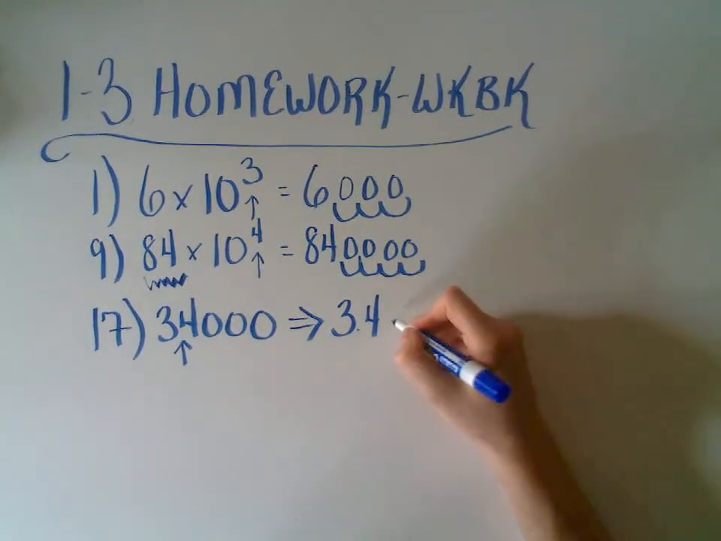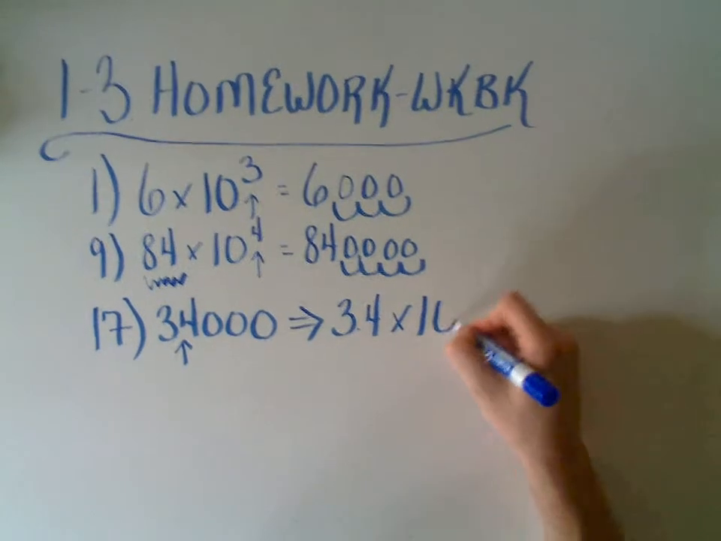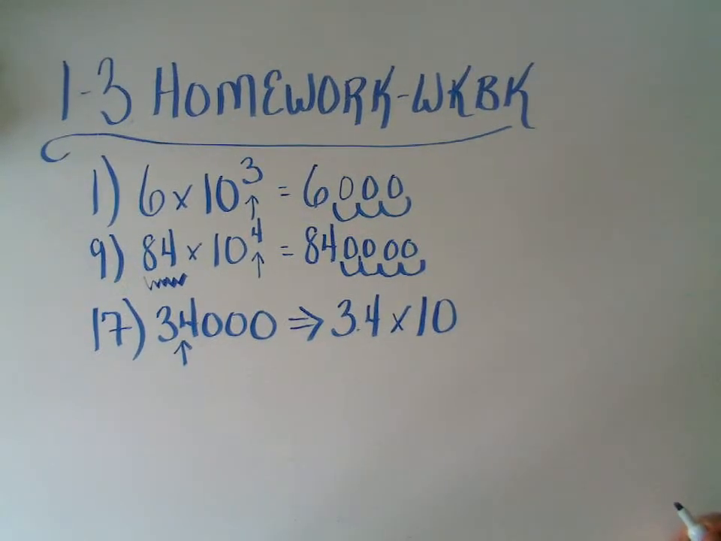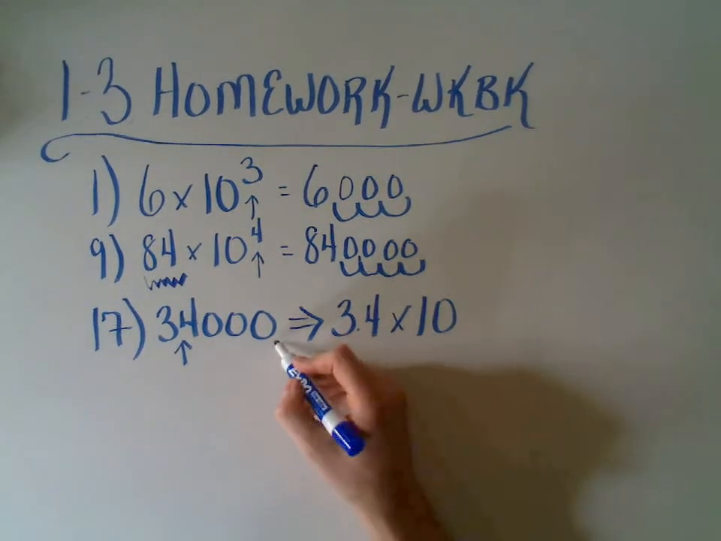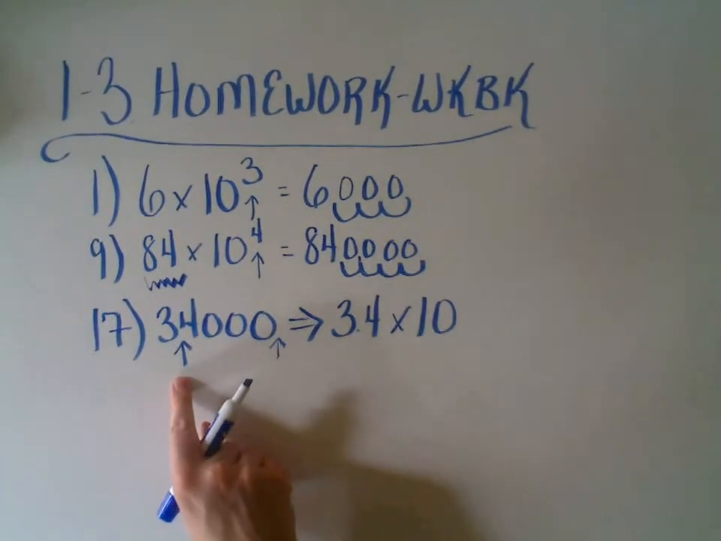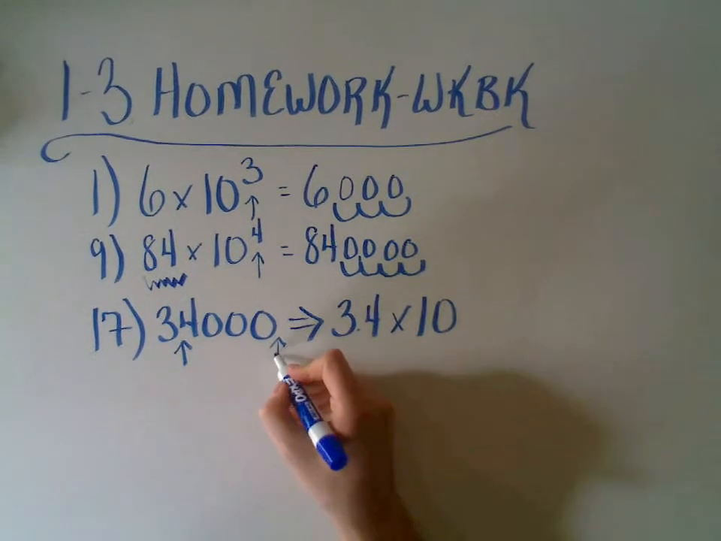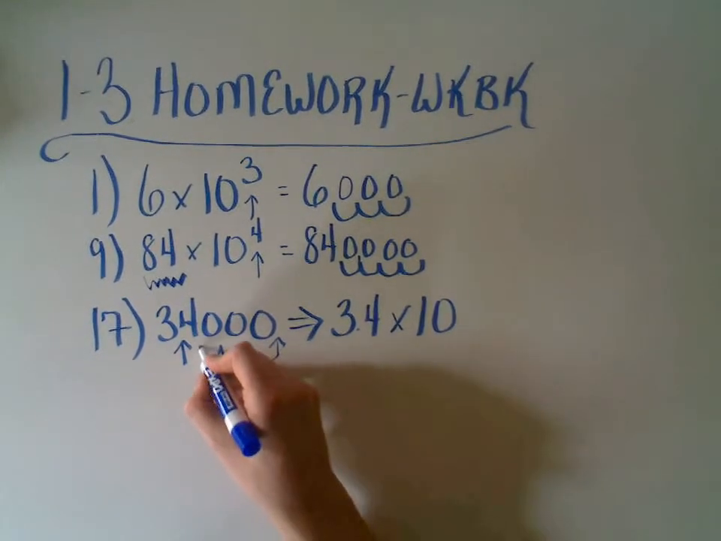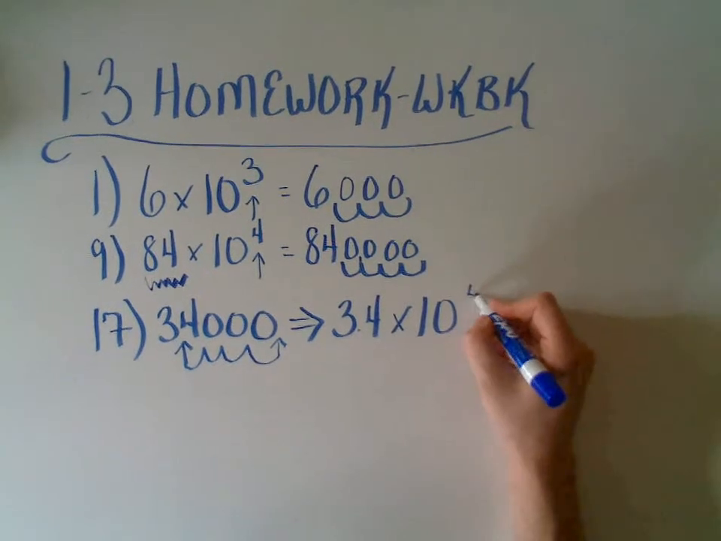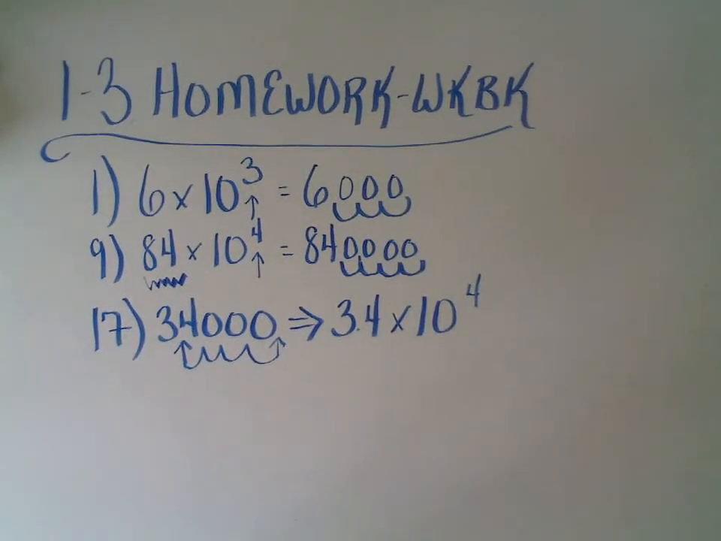All right, so next thing would always be a times 10. It's times 10 because we have a base 10 numbering system. And then all I have to do is figure out the exponent. The exponent is the number of times I move the decimal. Well, it was here, and as you saw in the beginning, I moved it so it was between the 3 and the 4. So that's 1, 2, 3, 4 jumps, so the exponent is 4. So 34,000 translates to 3.4 times 10 to the fourth in scientific notation.